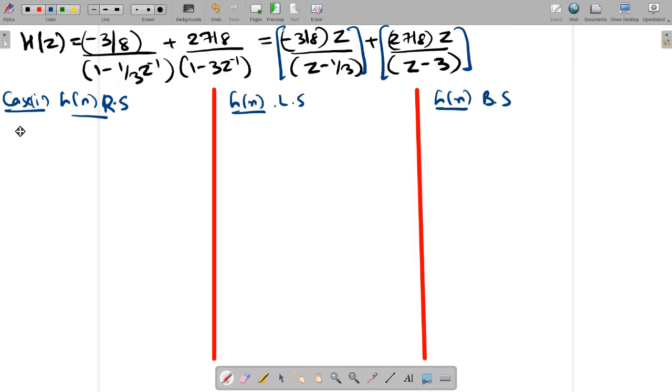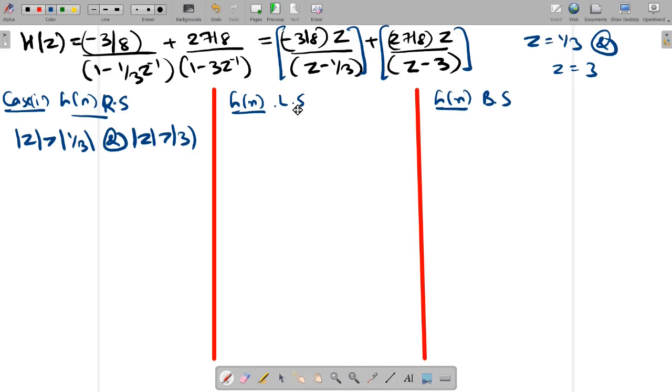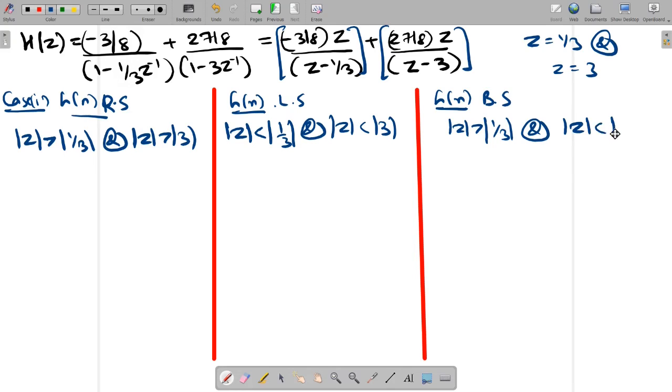So what is the meaning of right sided? My ROC is mod z. My poles are at what? Poles are at z is equal to 1 by 3 and z is equal to 3 over here. So mod z is more than 1 by 3, and mod z is more than 3. For left hand side, what should be the case? Mod z is less than 1 by 3 and mod z is less than 3. For the middle one, what will you say? Mod z is more than 1 by 3 and mod z is less than 3.